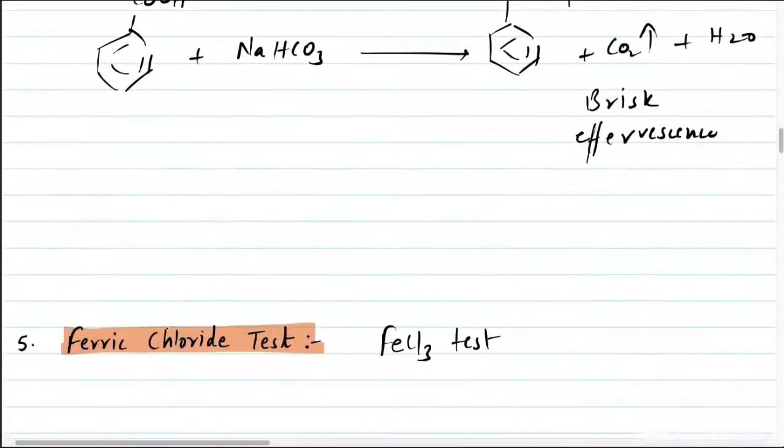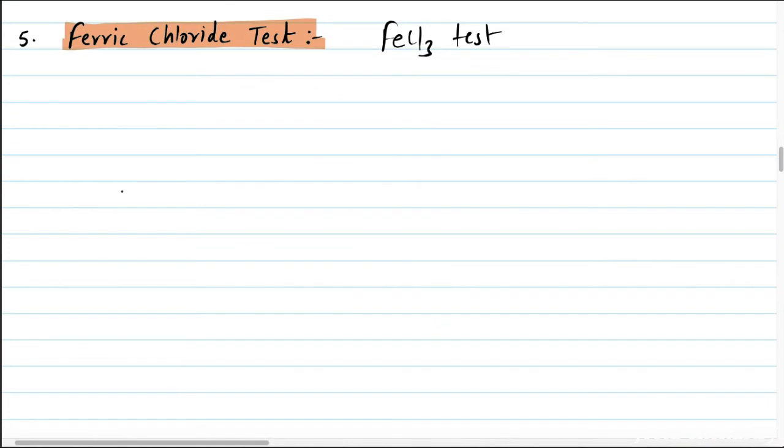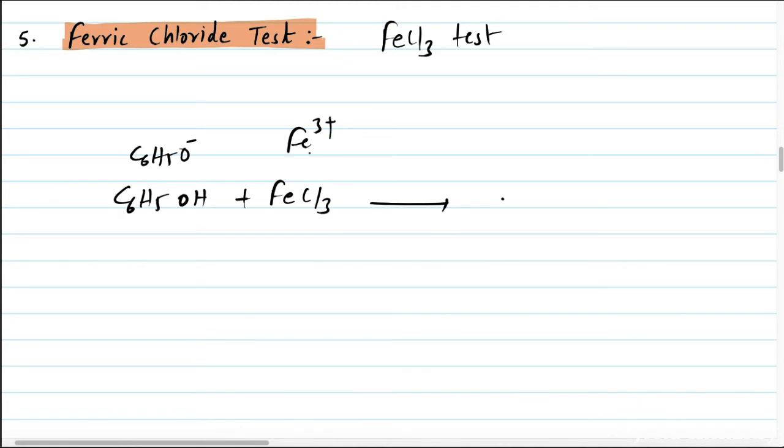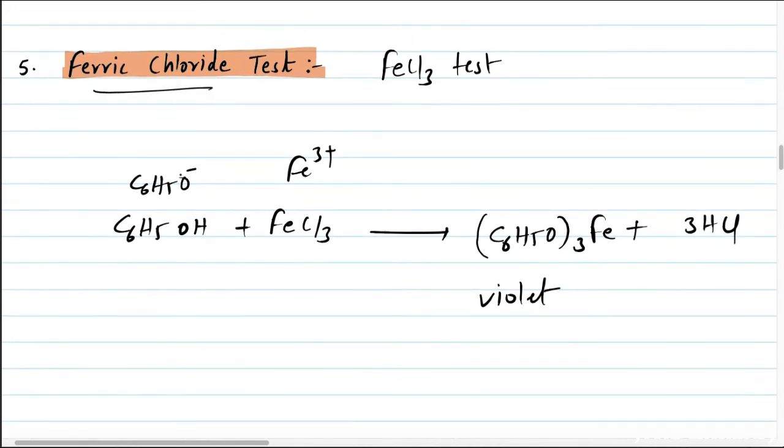So after completing the ferric chloride test, we have the last test now. Phenol is C6H5OH, and this is your FeCl3. After completing the reaction, as you can see, C6H5O negative and Fe3 positive, so the compound will be 3 and 1: (C6H5O)3Fe. The color is violet. Violet color indicates the presence of C6H5OH, meaning phenol, and these are your 3 HCl. So this is the test for phenol.